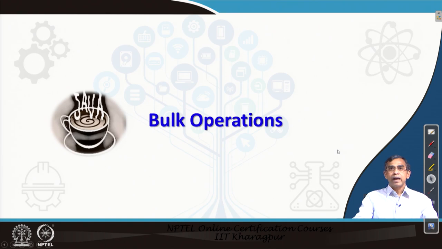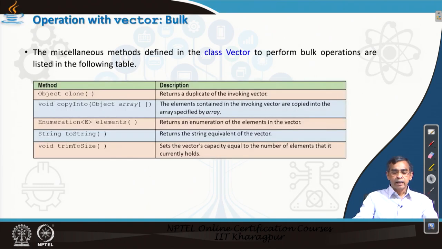And there are a few more bulk operations that you can apply on this vector class. I have listed the methods here. This is the clone method, basically it will make a duplicate of an existing vector. Copy into an array: an object array of any type you can create, and then you can copy into that. This is the same as clone. Enumeration elements, so all the elements can be enumerated. If you have familiarity with enumeration, you can understand.